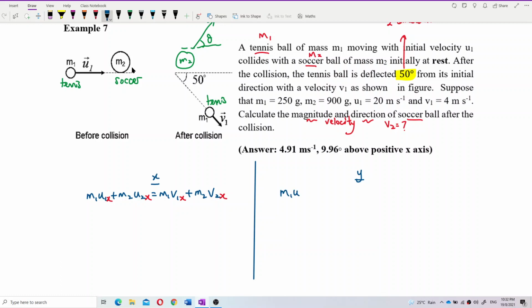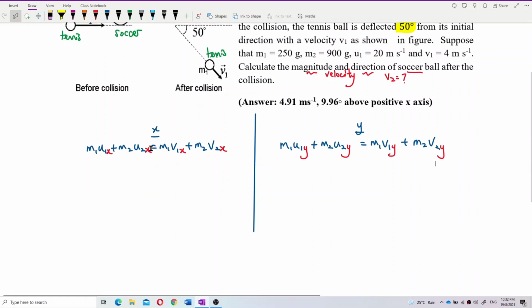The same thing we do for the y component. We also use the principle of conservation of momentum: M1 U1 plus M2 U2 equals M1 V1 plus M2 V2, but all of these are y components, so label all the velocities with y components. U is before the collision, V is the final after the collision. The left-hand side is before collision, the right-hand side is after collision. Similarly for the y component.